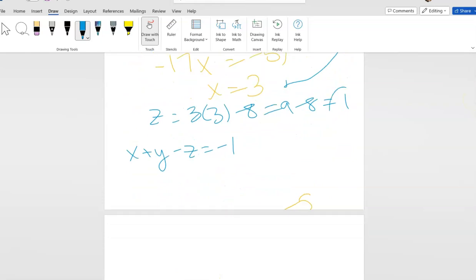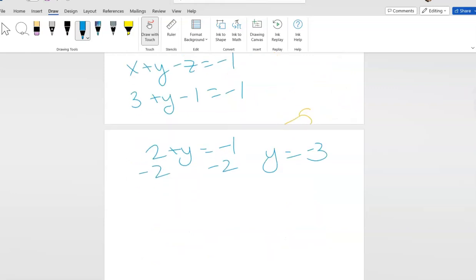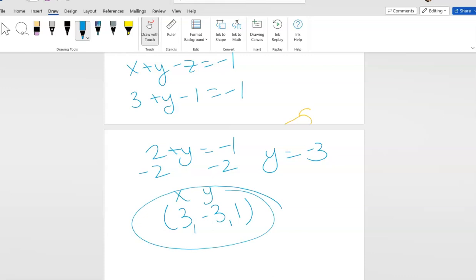Now I'm going to plug in what I know. So I have this and this. So I have 3 plus y minus 1 equals negative 1. So this is 2 plus y equals negative 1. Minus 2, minus 2. y equals negative 3. So then my final solution here is 3, negative 3, 1, for x, y, and z.